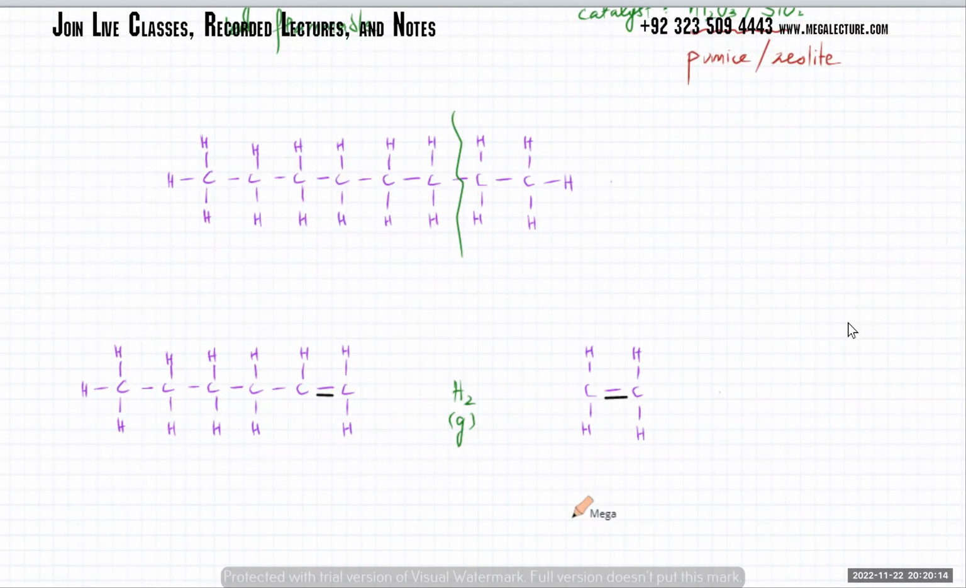So is it clear? You can crack it at any point and you'll get a mixture of alkanes, alkenes, and a lot of different products. Okay? Is this clear? Yes, sir.